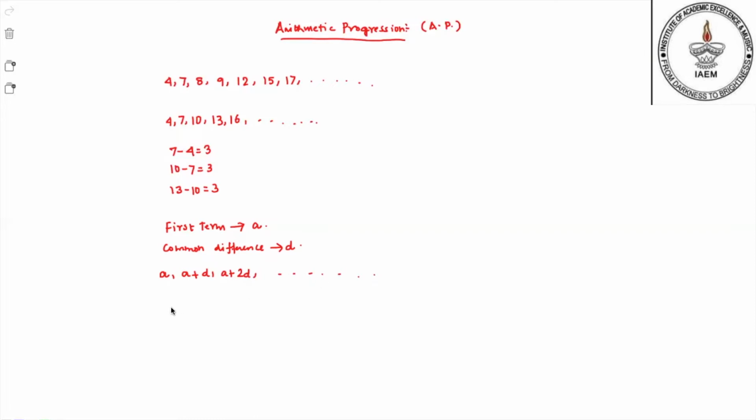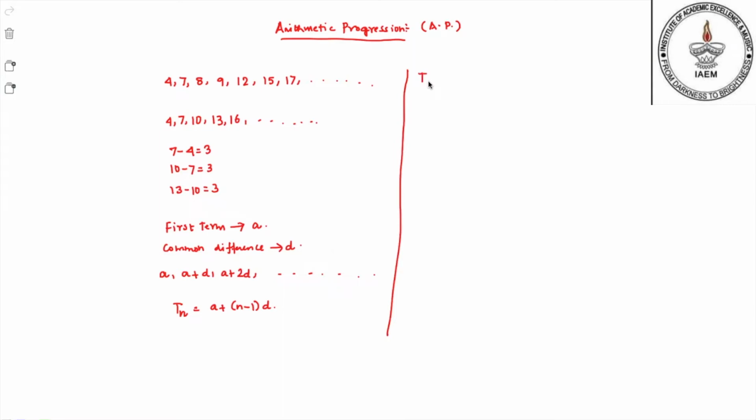So in this method, we come to a generalized formula. Tn equals a plus n minus 1 into d. This is called the generalized formula for finding out the nth term of an AP. Tn equals a plus n minus 1 into d. And how is this helpful?